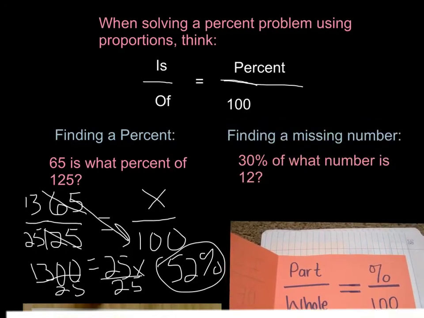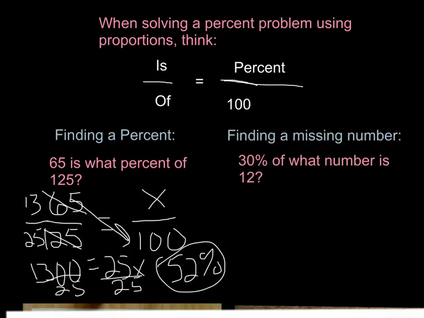The other type of problem we might come across is finding a missing number. So to solve problems like this, I see 30% of what number is 12. Since I know what my percentage is, I can already write 30 over 100. 30% of what number? Since it's of what number, I don't know what that number is, so that's going to go in my denominator. And I see is 12, so 12 will be in my numerator.